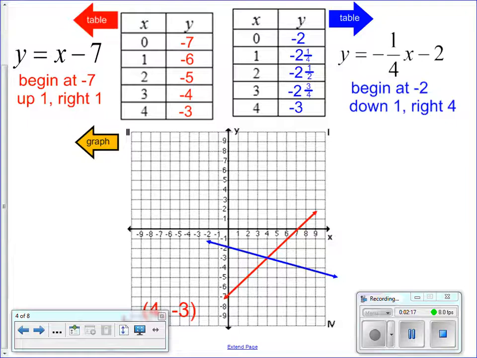And you can see that the blue one here is beginning at negative 2, going down 1, right 4, down 1, right 4. And the other one is beginning at negative 7, going up 1, right 1, up 1, right 1. So where do they cross? They cross here at 4, negative 3.